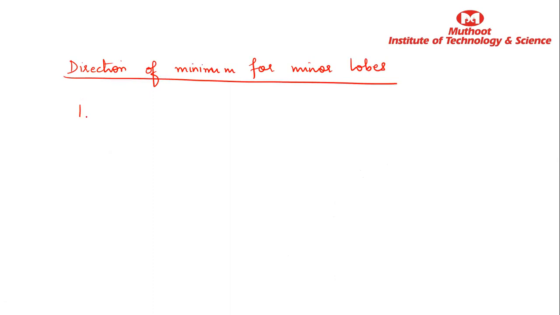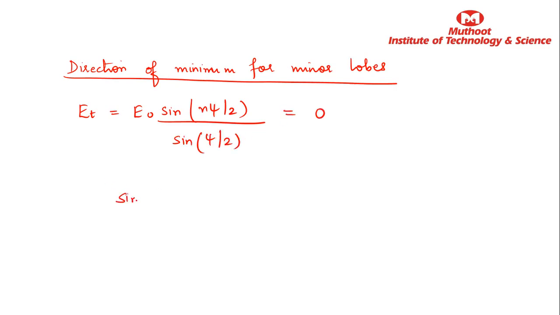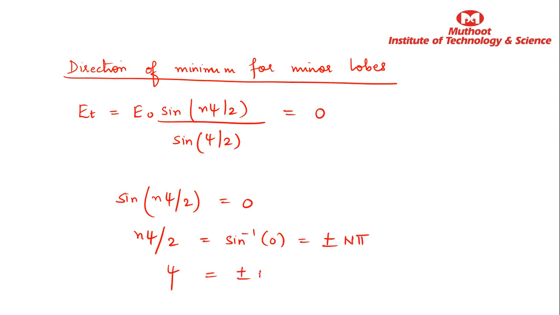So for the minimum direction, we will be using the formula which we have studied in the case of array factor, that is n psi by 2 upon sine of psi by 2, and this factor must be equal to 0. In that case, the sine of n psi by 2 should be equal to 0. So n psi by 2 is equal to sine inverse of 0, which everybody knows is plus or minus n pi. Right? So psi is equal to plus or minus 2 n pi upon n. Again, you know what the psi value is, so I'm going to substitute psi.